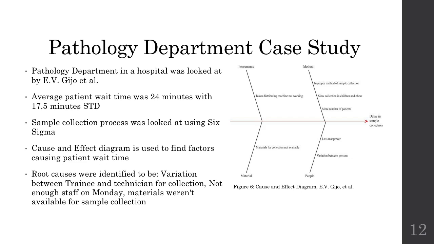For the analyze phase, the team needed to identify the root causes of the waiting time problem, such as non-value added activities. This is done by using a cause and effect diagram shown in the figure. After the team validated the causes from the cause and effect diagram, the root causes of the problem were identified. The causes were variation between technicians and trainees for sample collection, less manpower on Mondays and just after holidays, materials for sample collection weren't available, and more patients coming in on Mondays and after the holidays compared to other days.